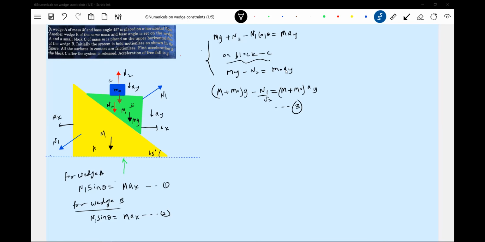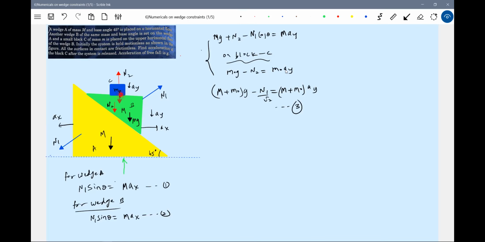Common acceleration along common normal must be equal. Acceleration along common normal must be equal because the block will be in contact with C. Sir, for wedge A and B, sir? For wedge C and B, that's what I wrote. No, block C, there's a wedge B. No.